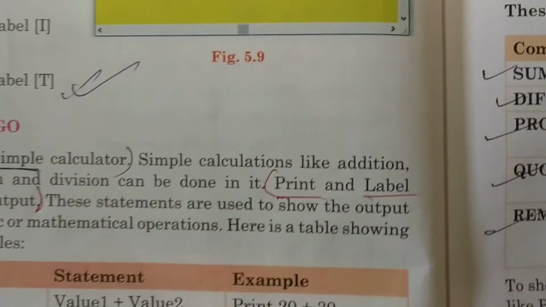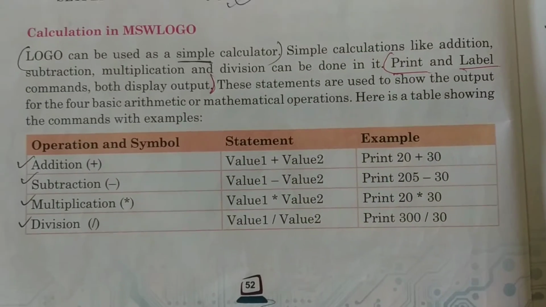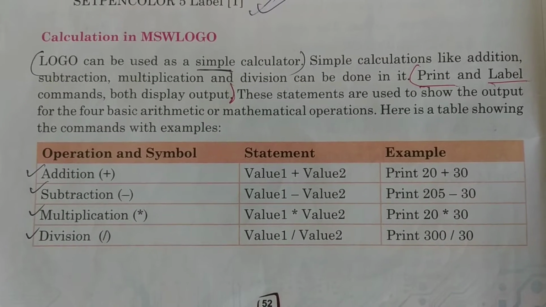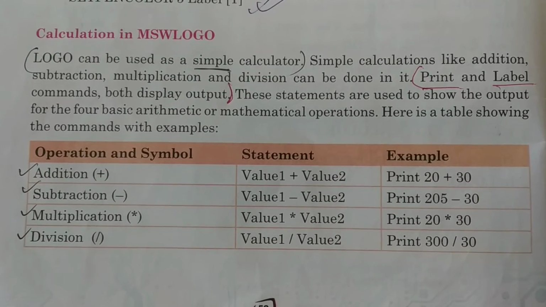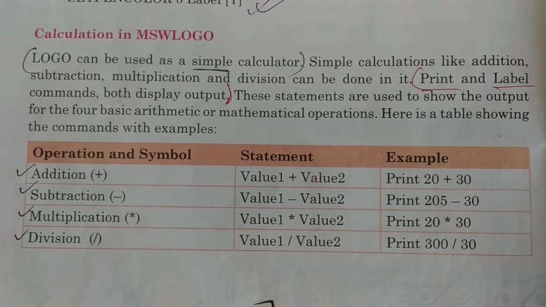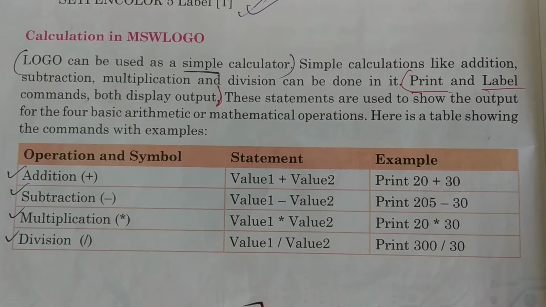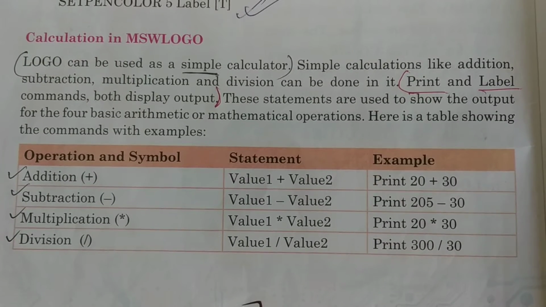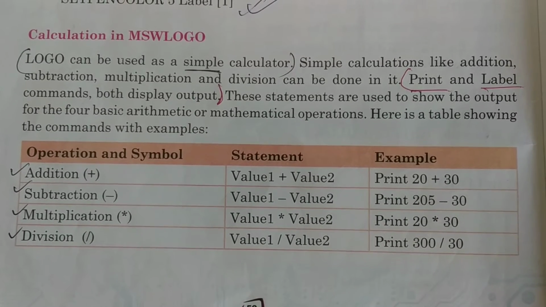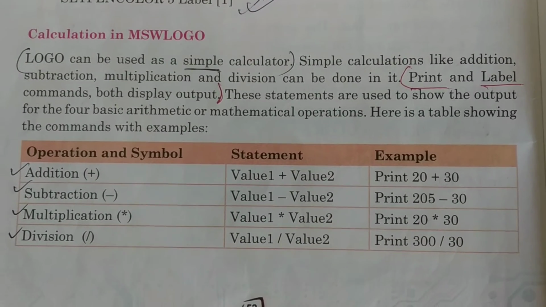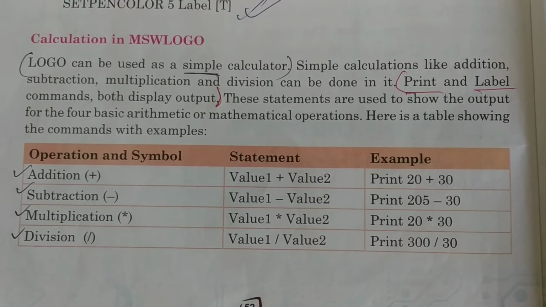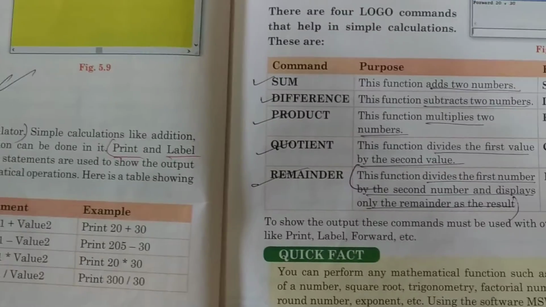Okay, now for subtraction you can write like this: print 205 minus 30. You can place any digit of your choice and then get the result. Then for multiplication, you see it is written print 20, then that star mark, the asterisk mark which is used for multiplication in MSW Logo, and then another digit. You can place any digit and find out the result. Division, for division slash is used, and this is how the command is typed in the input box of the commander window to get the result.